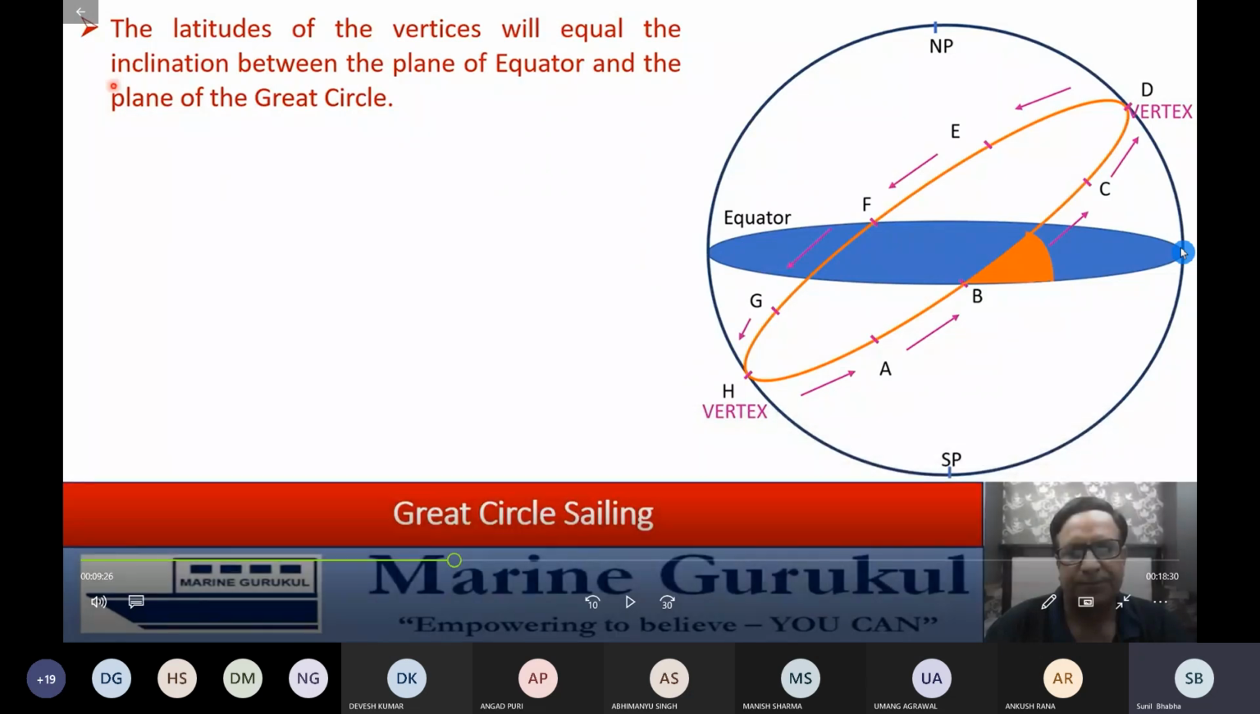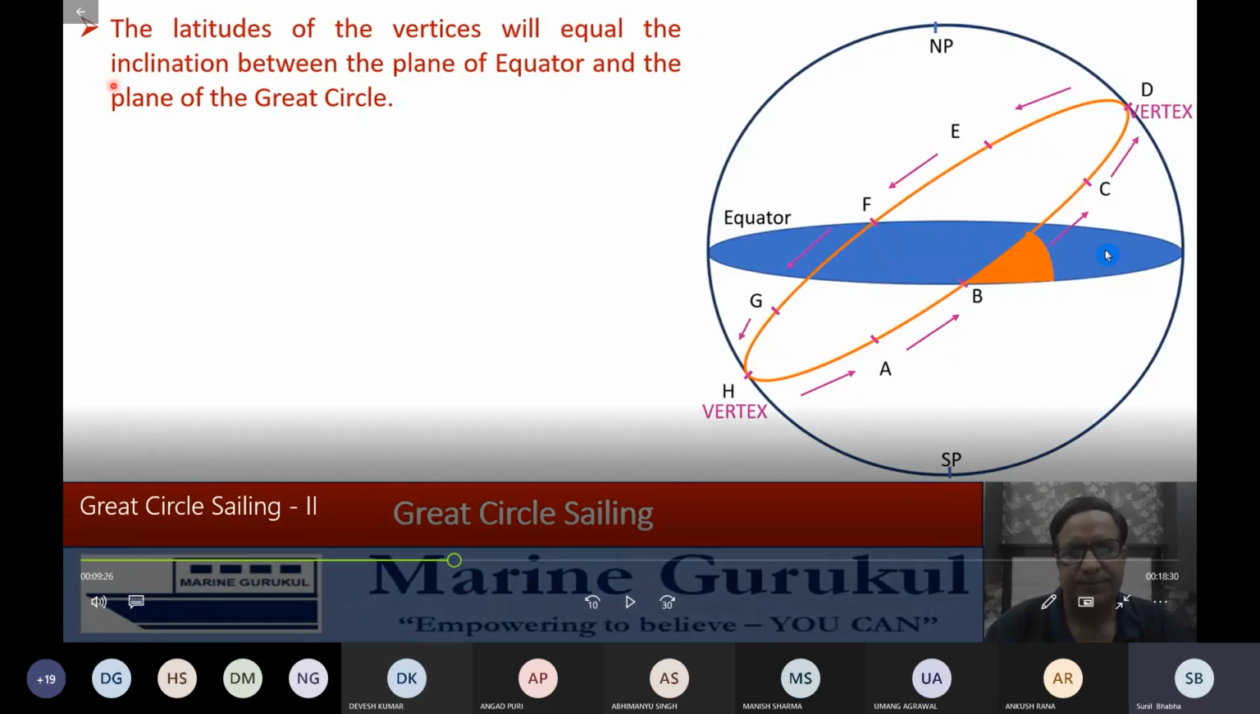Is it clear now, beta? Yes, sir. Because it is a great circular plane cutting the plane of equator. Yes, that's right. The angle between both of them will be equal to the latitude of the vertex.